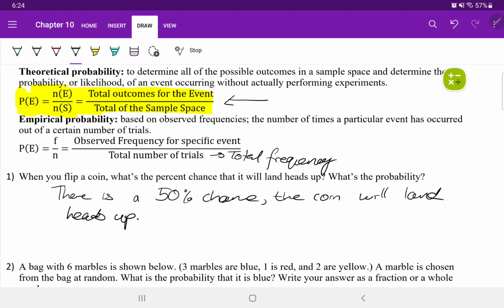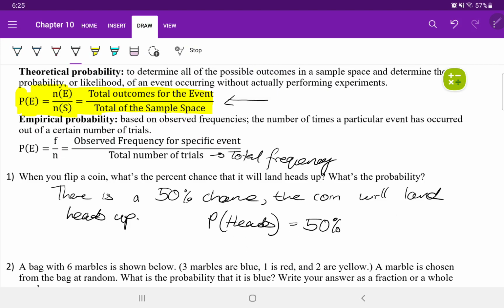And it says, what's the probability the coin will land on heads? Well, the probability the coin will land on heads using probability notation will be 50%. The probability can be a percentage.